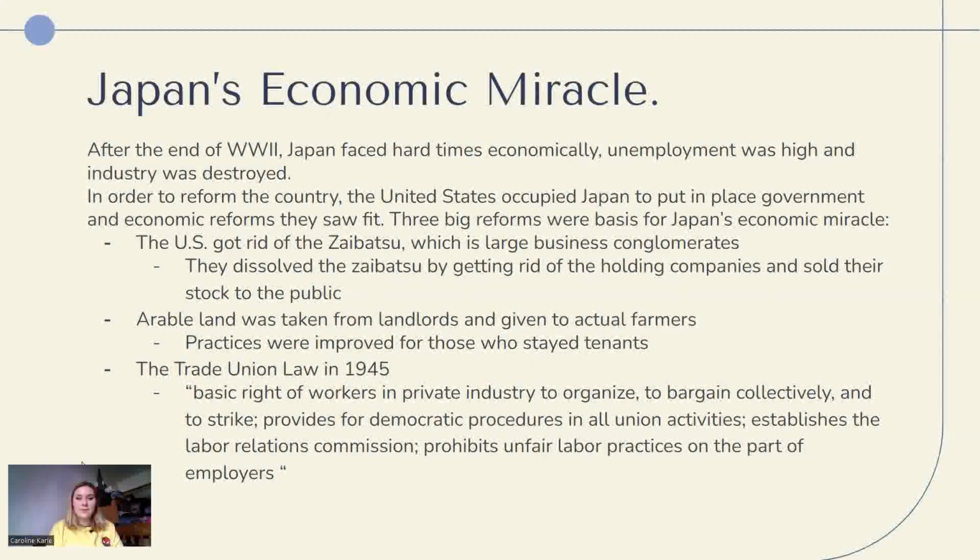3 big reforms were the basis of Japan's economic miracle. The US got rid of the zaibatsu, which are large business conglomerates. They dissolved the zaibatsu by getting rid of the holding companies and selling their stock to the public. Arable land was taken from landlords and given directly to farmers who could till the land. Practices were improved for those who remained tenants of landlords on arable land. And the trade union law of 1945 gave the basic right to workers to organize, to bargain collectively, and to strike, much like what we have here in the United States.